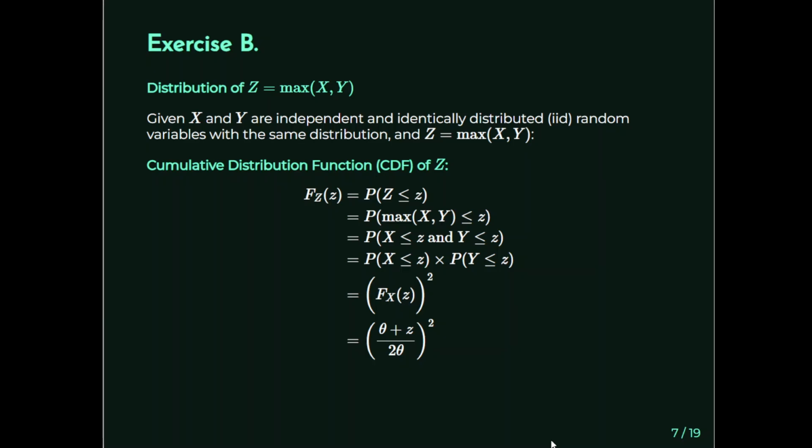Sorry, there was a bit of a tongue twister there. So that's the cumulative distribution function for variable X evaluated at z, which is also the same as it is for Y. And that is (theta plus z) divided by 2 theta, squared. Again, the squaring comes from the fact that we were doing it for the X variable and for the Y variable. So that is our answer there: ((theta plus z) divided by 2 theta) squared.